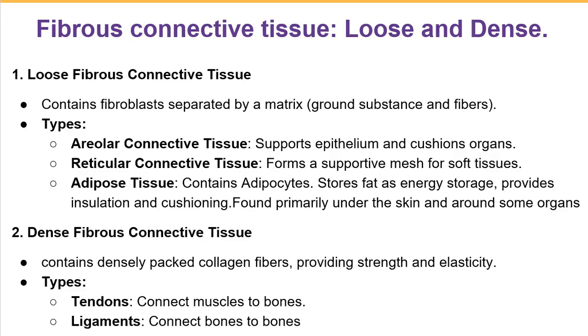Okay, let's start with the fibrous connective tissue, loose and dense. As we mentioned, the fibers make a loose and open framework. In this type of connective tissue, fibroblasts, which are the primary cells in connective tissue, are responsible for producing the extracellular matrix. So it contains fibroblasts and also ground substance and fibers, like the other types of connective tissue.